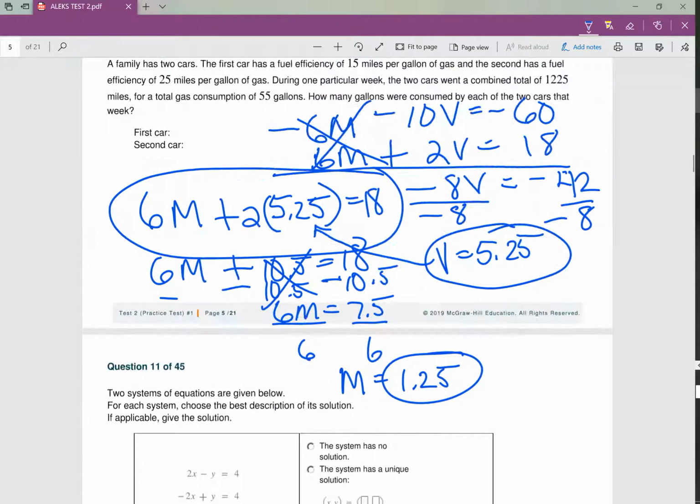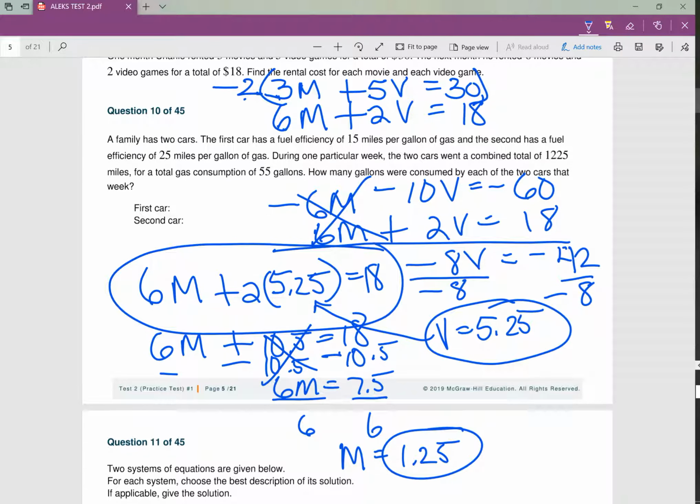Okay, question number 10. Let's look at the car family question, and I'm going to stop the video here once done. Let me see how quickly I can erase this. Alright.